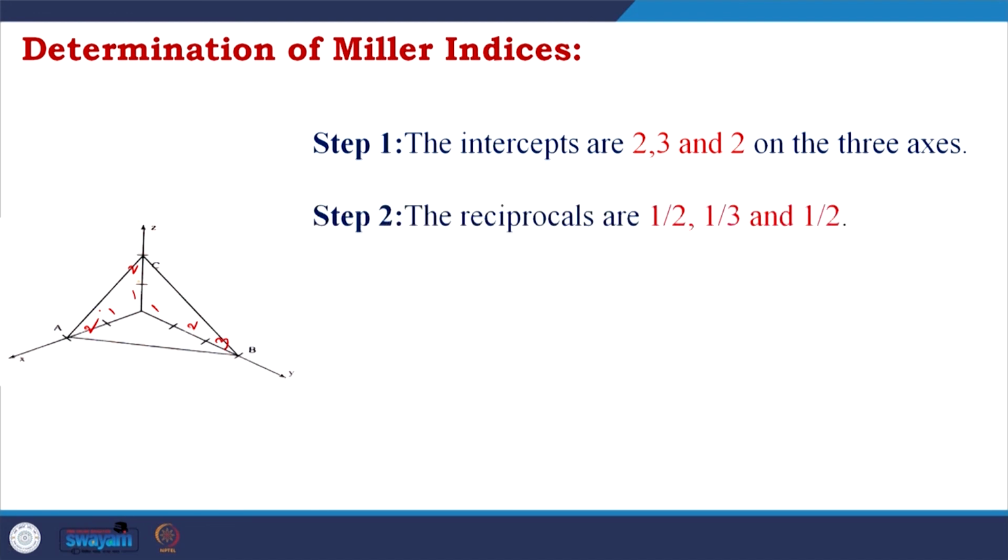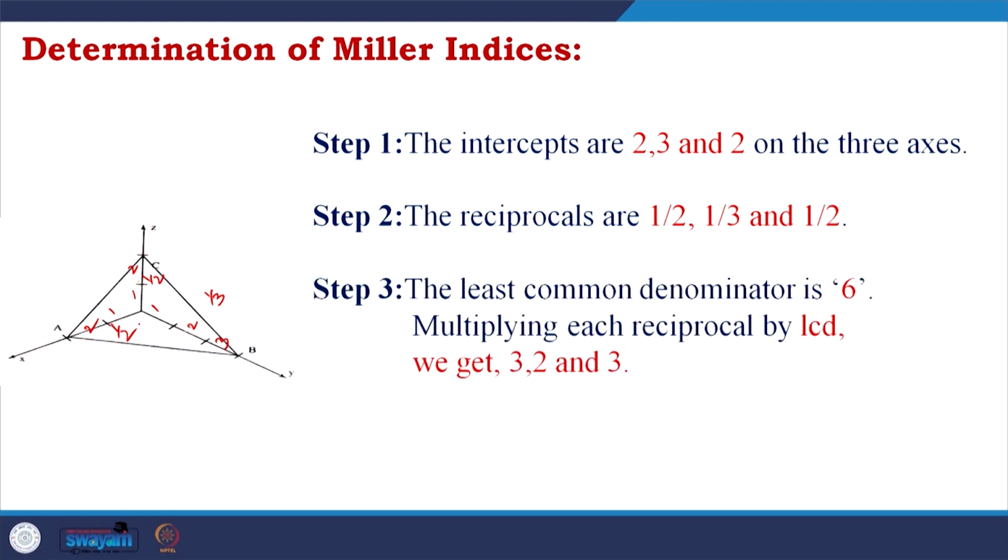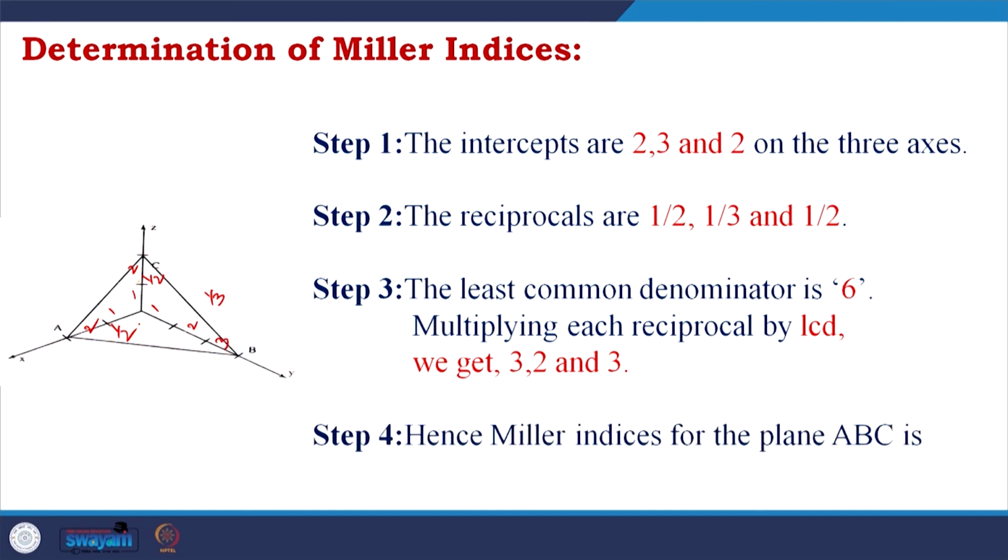The reciprocals are then 1 by 2, 1 by 3 and 1 by 2. So, the intercepts are 2, 3 and 2 on the 3 axes. The reciprocals are 1 by 2, 1 by 3 and 1 by 2. The least common denominator is 6, multiplying each reciprocal by the LCD, least common denominator. So, we get 3, 2 and 3. Hence, Miller indices of the plane is (3 2 3).